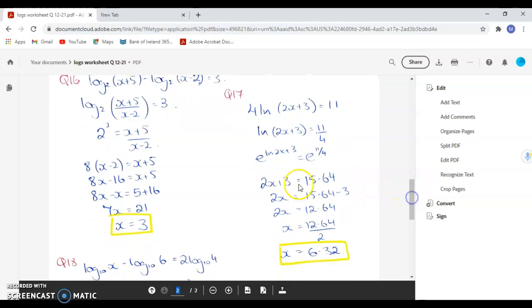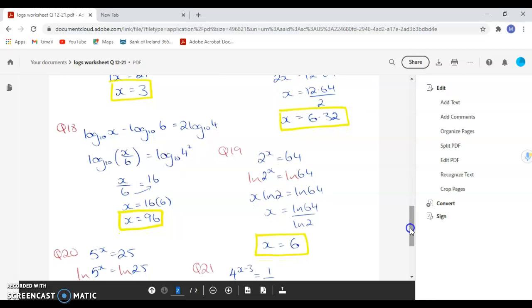So then I have my 2x plus 3 because the e and the ln cancel off, and I just put that into my calculator to get 15.64. And then bring your plus 3 over, becomes minus 3, divide by your 2 and you get 6.32. On to question number 18.